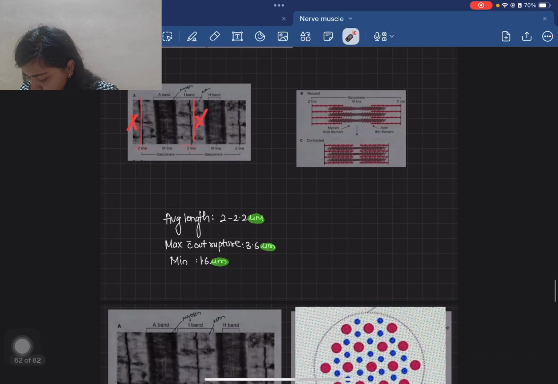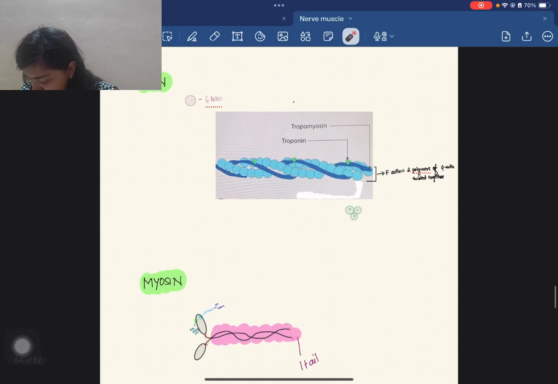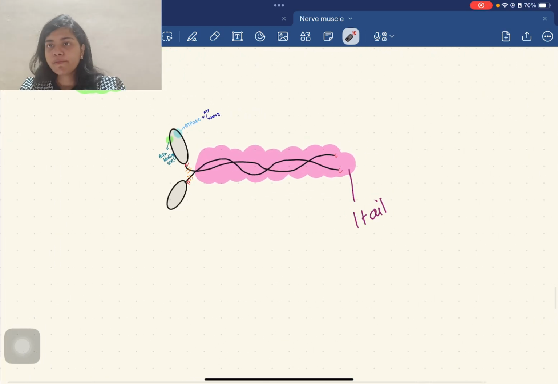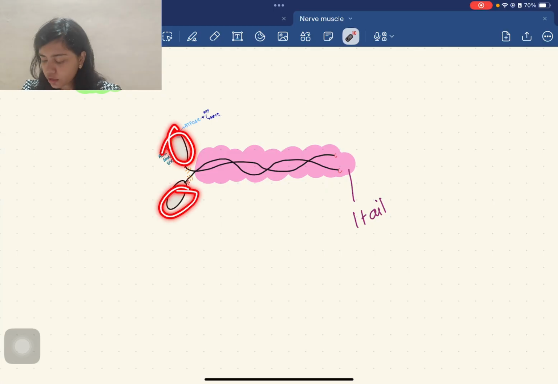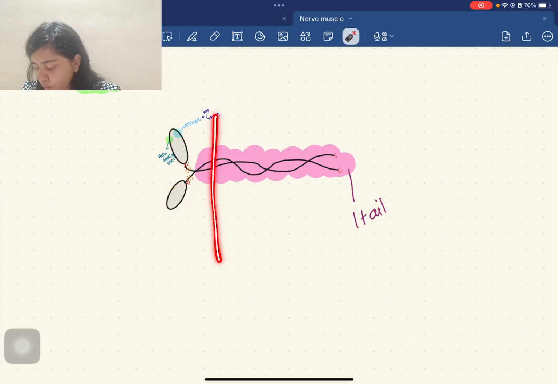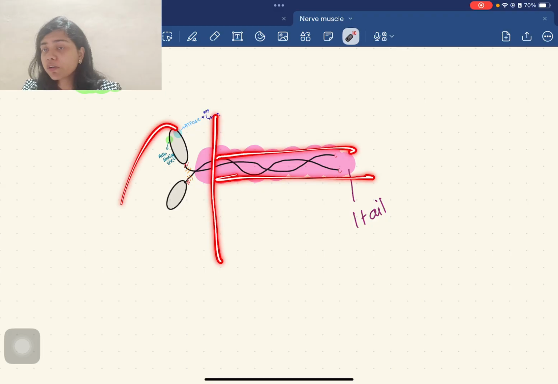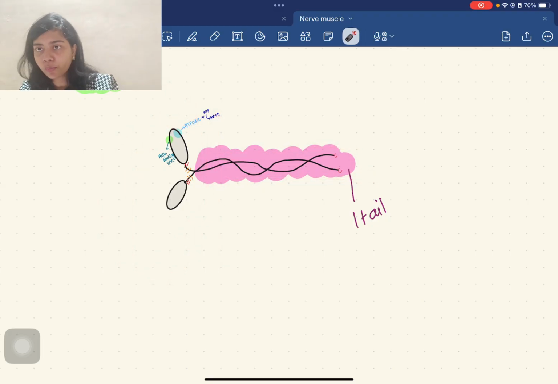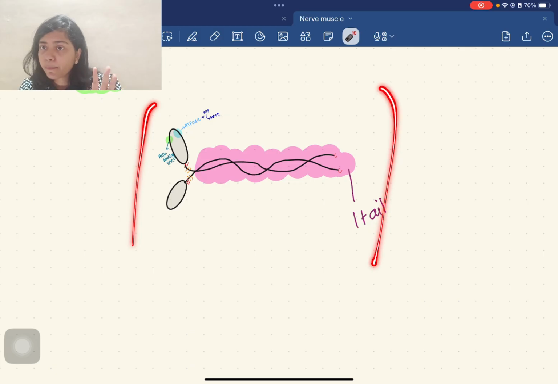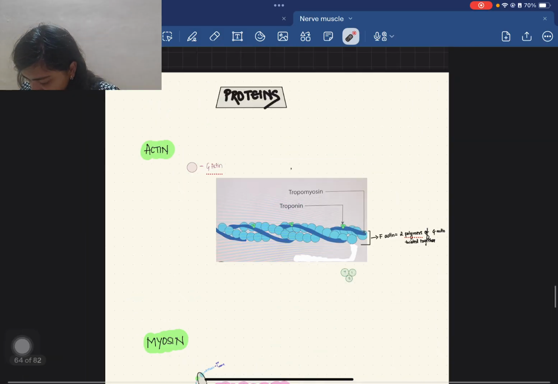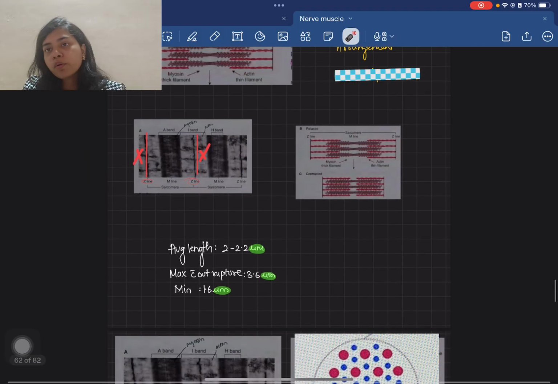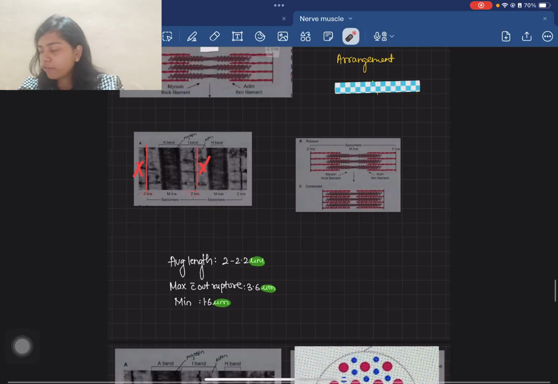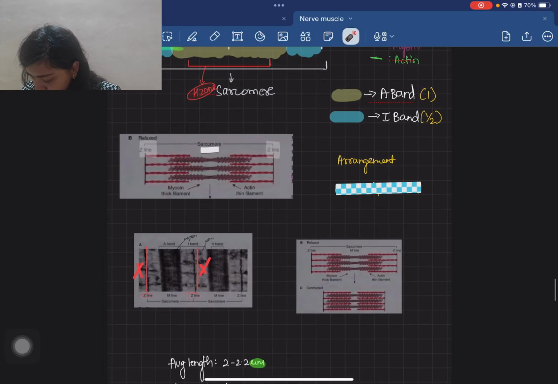Now myosin's structure I'll show you. However, this will be dealt nicely in the next video. So this is myosin, these are the two heads of myosin, okay? So what is coming in the pseudo H zone? Only the tail. It won't be including the head as well. But H zone was including the whole myosin, not the actin. So pseudo H zone will include only the tail, without the head of myosin.